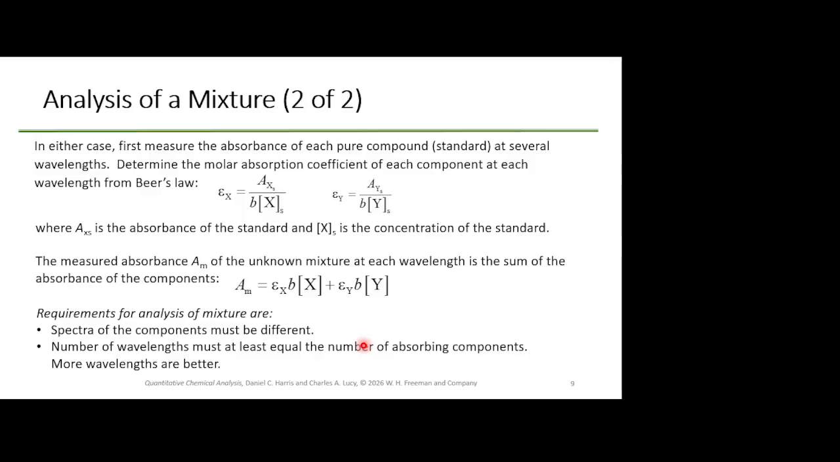If you have fewer wavelengths than the number of components you're trying to resolve, you really won't get anything reliable at all. You won't be able to solve it to a single answer. It'd be like not having enough equations. You know how you need the same number of equations as variables?